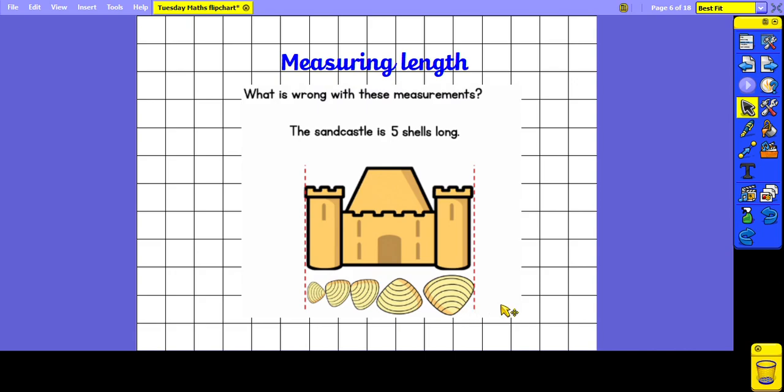But when we are measuring length or height, we have to make sure that the object we are using is the same size each time. So we should just choose one size shell to measure the length, not all different sizes. So that is the mistake here.